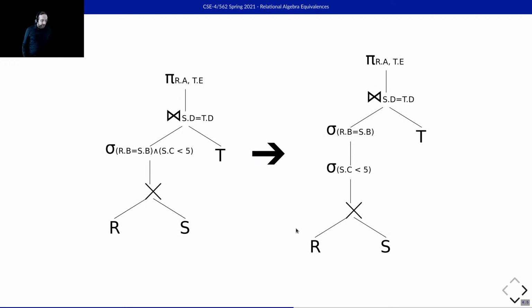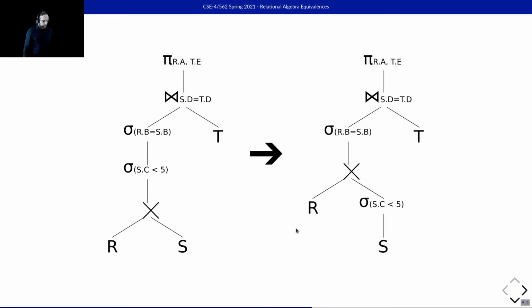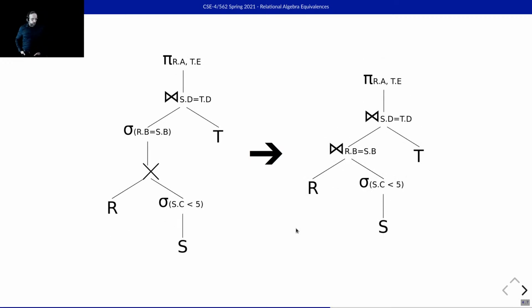Then we're going to go through the same process. We're going to split the two conditions, and s.c is less than 5 only applies to the right-hand side, so we can push that down there. And now we have another really nice join condition, so we can convert that cross product into a join operator. And what we're left with at the very end is a query plan that we can actually evaluate fairly efficiently. There's a couple of other optimizations and transformations that might make this a little bit more efficient. I'll get into those in just a moment, but basically this is the idea.